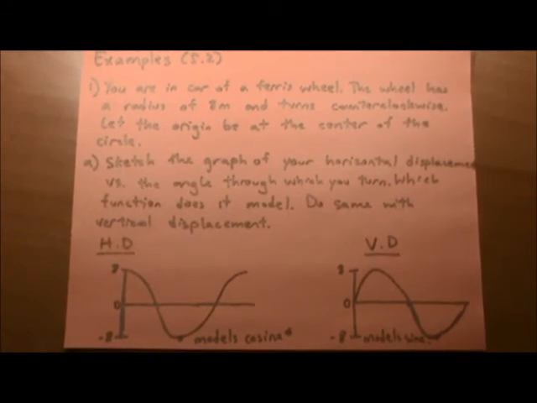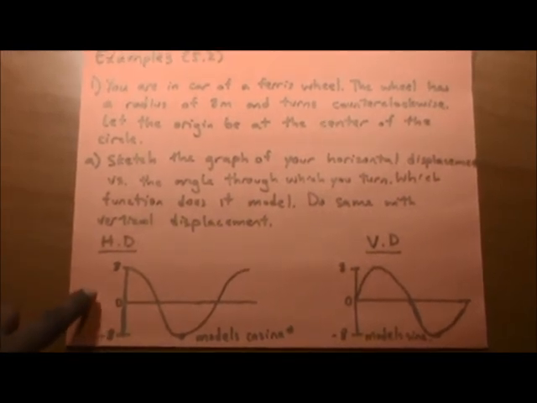There's one important example in chapter 5.2. So the question is, you are in a car of a Ferris wheel. This wheel has a radius of 8 meters and turns counterclockwise. Let the origin be at the center of the circle. So, sketch the graph of your horizontal displacement versus the angle through which you turn. Which function does it model? And do the same with vertical displacement.